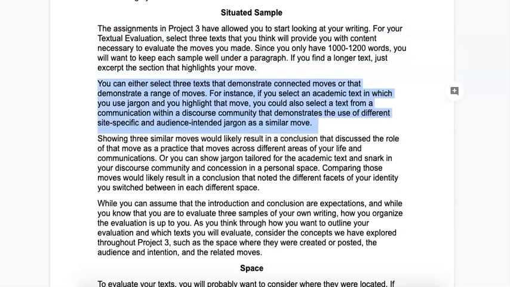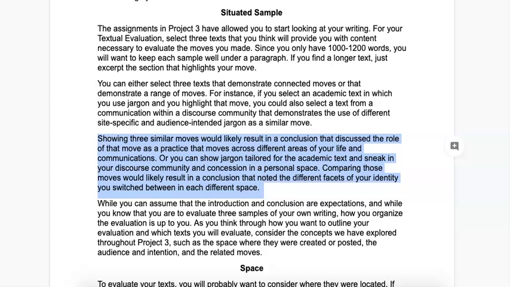You can either select 3 texts that demonstrate connected moves or that demonstrate a range of moves. For instance, if you select an academic text in which you use jargon and you highlight that move, you could also select a text from a communication within a discourse community that demonstrates the use of different site-specific and audience-intended jargon as a similar move. Showing 3 similar moves would likely result in a conclusion that discusses the role of that move as a practice that moves across different areas of your life and communications.